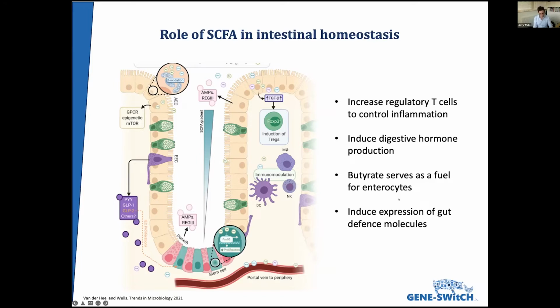Butyrate importantly also serves as a fuel for enterocytes. And it's probably one of the reasons that it's not transported at such high concentrations into the lamina propria. And they have direct effects on epithelial cells, inducing many gut defense molecules.